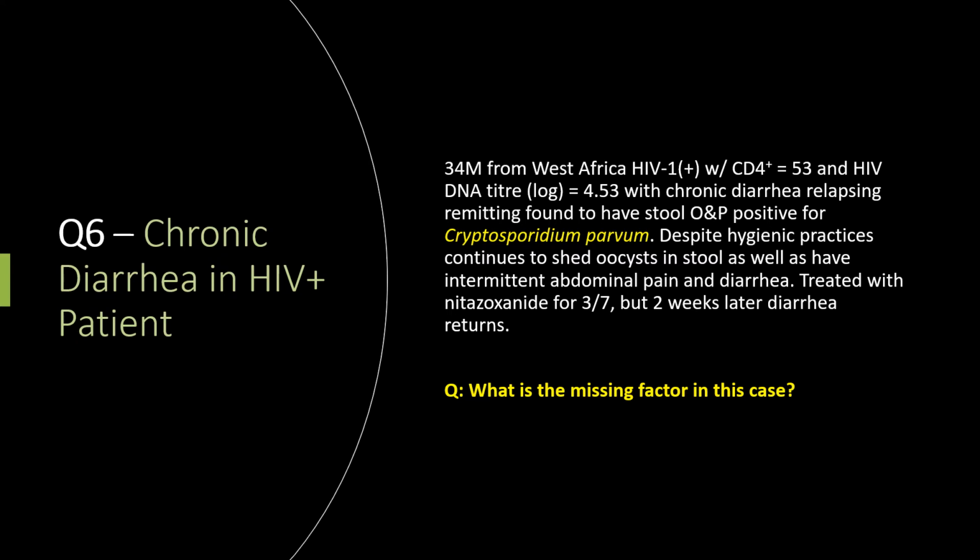Despite treatment being administered and risk factor resolution, what are we missing? Hopefully you noticed that, of course, the most important part of treating infectious diseases in immunocompromised hosts is fixing their immunodeficiency, if it is reversible, in this case, starting antiretroviral therapy.